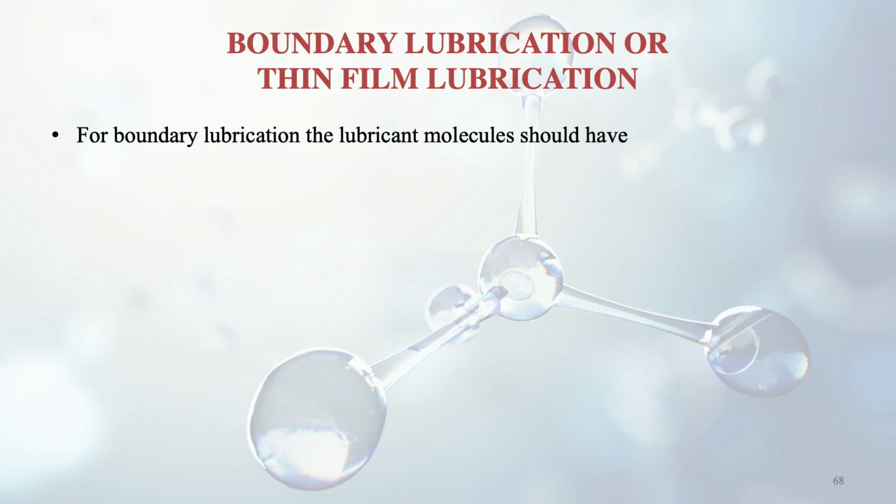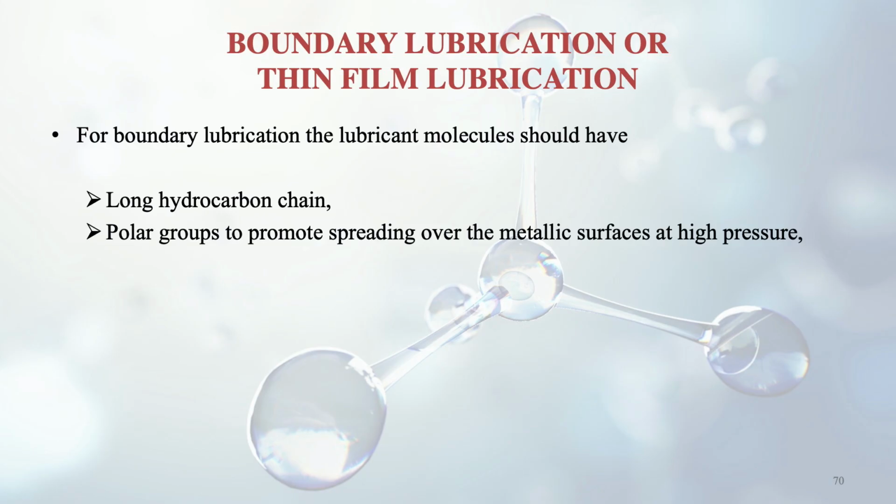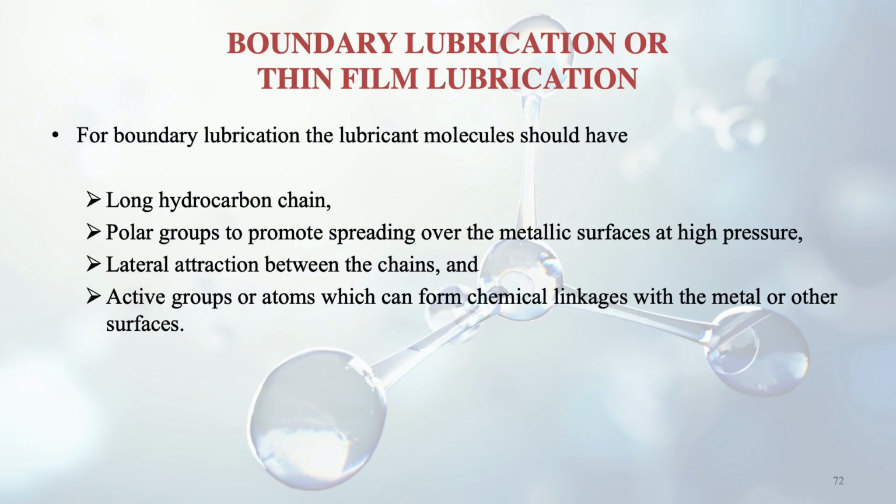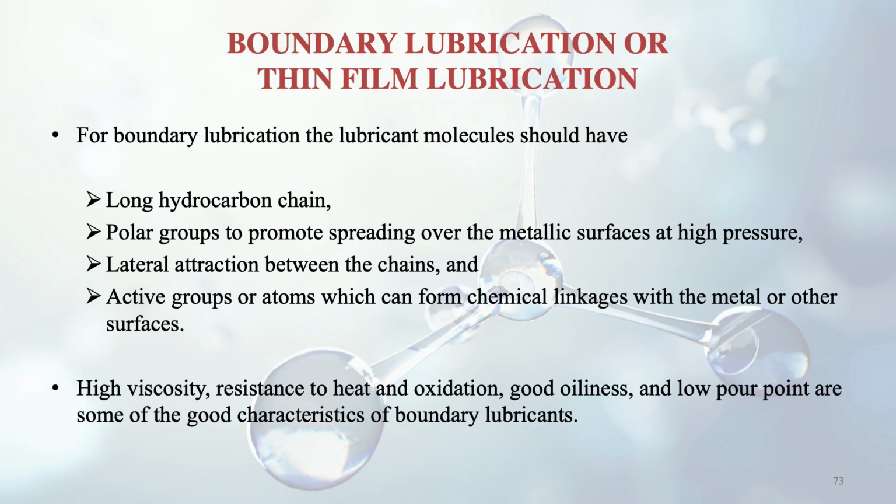For boundary lubrication, the lubricant molecules should have certain properties, like they should have a long hydrocarbon chain, then they should have polar groups to promote spreading over the metallic surfaces at high pressure. After that there should be lateral attraction between the chains, and active groups or atoms which can form chemical linkages with the metal or other surfaces are needed. So high viscosity, resistance to heat and oxidation, good oiliness and low pour point are some of the good characteristics of boundary lubricants.